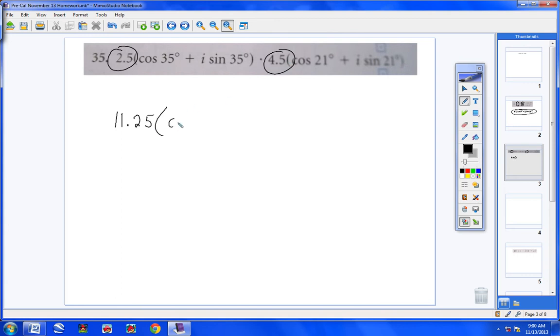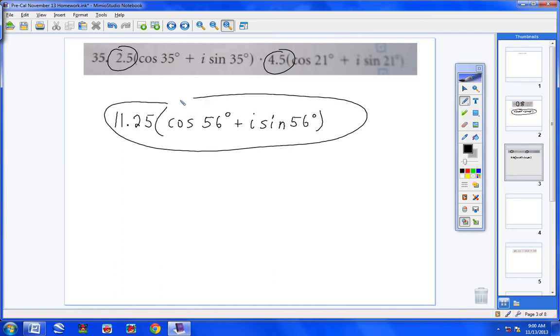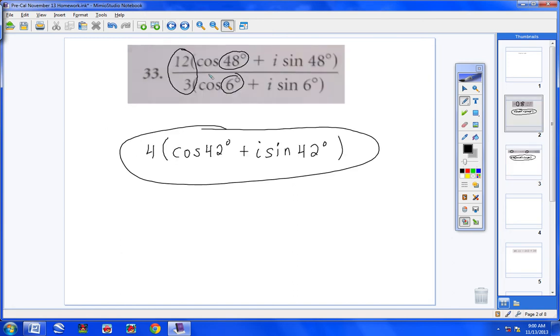So we would have cosine of 56 degrees plus i sine 56 degrees. That's simple. Okay, students, so really pretty simple. Multiply the outside numbers and add the angles when you're multiplying. And going back a problem, when you're dividing, divide the outside numbers and subtract the angles.